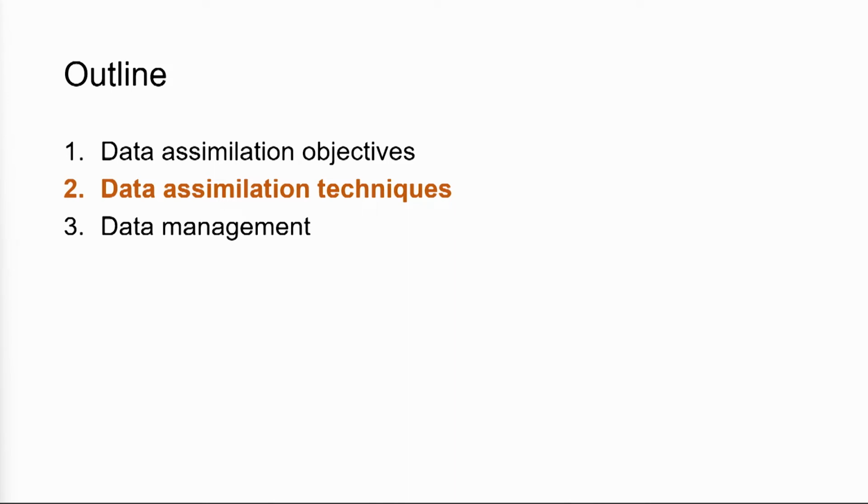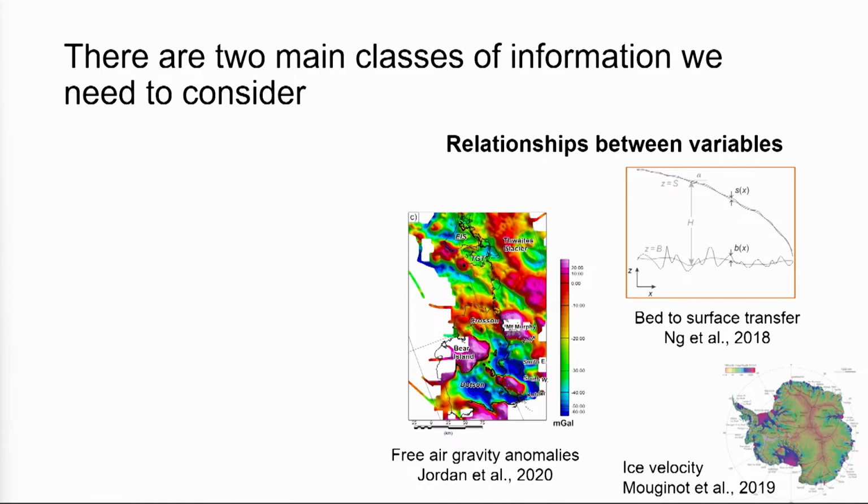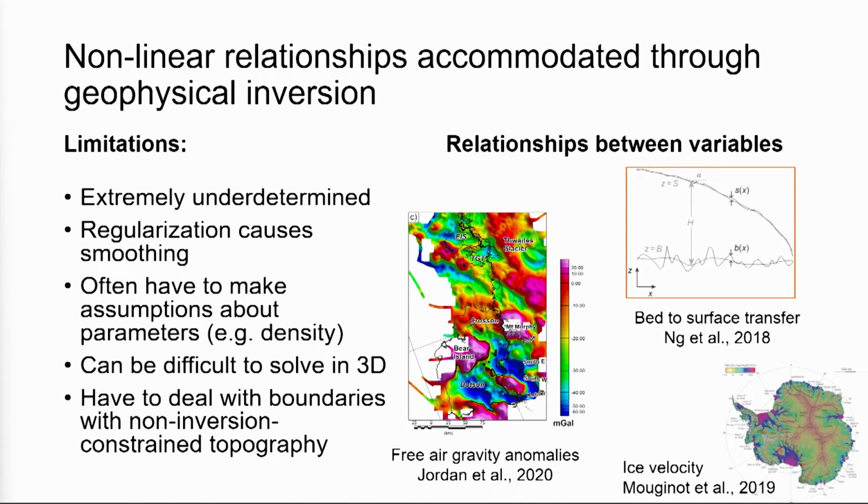Okay, with those objectives in mind, let's talk about some data assimilation techniques. Before I talk about how to combine interpolation and estimation, I'm going to focus on the estimation component first. We heard a lot about mass conservation, gravity and magnetic anomalies, the potential of using ice surface expressions to constrain the bed. And this is very challenging because a lot of these things are non-linearly related to the bed. So inversions are one of the main ways we can incorporate this information into bed elevation estimates.